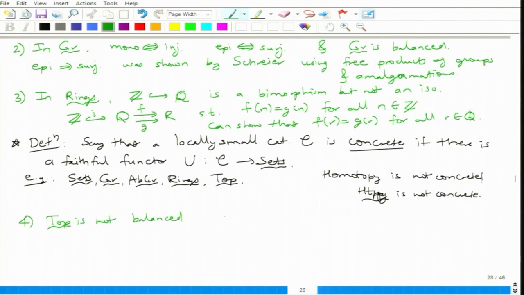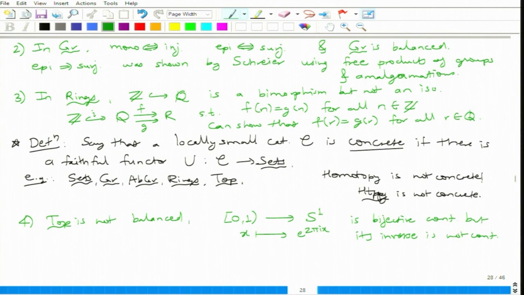This is better. R goes to the circle, you can do that as well. You can wrap it many times, but we want some bijection also. So this mapping to S1, x mapping to e to the 2 pi i x. This map is bijective, continuous, but its inverse is not continuous. And therefore, Top is not balanced. So therefore, not a homeomorphism. Homeomorphism is a stronger condition than a bijective continuous function, and homeomorphism means an isomorphism in the category of topological spaces.